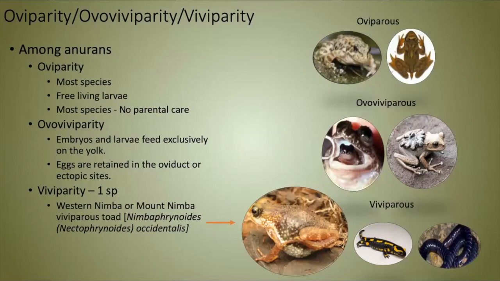And we have viviparity, where there is no egg and the embryonic development takes place inside the mother's body. There's only one species known for the Anuran order, the Western Nimba or Mount Nimba viviparous toad.